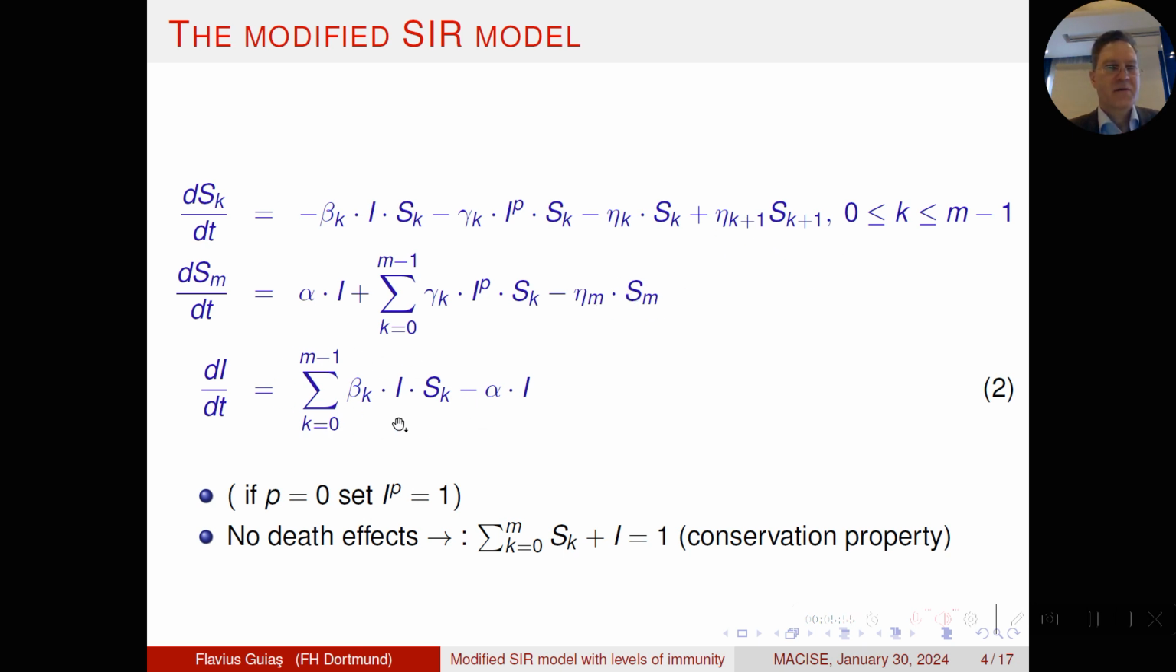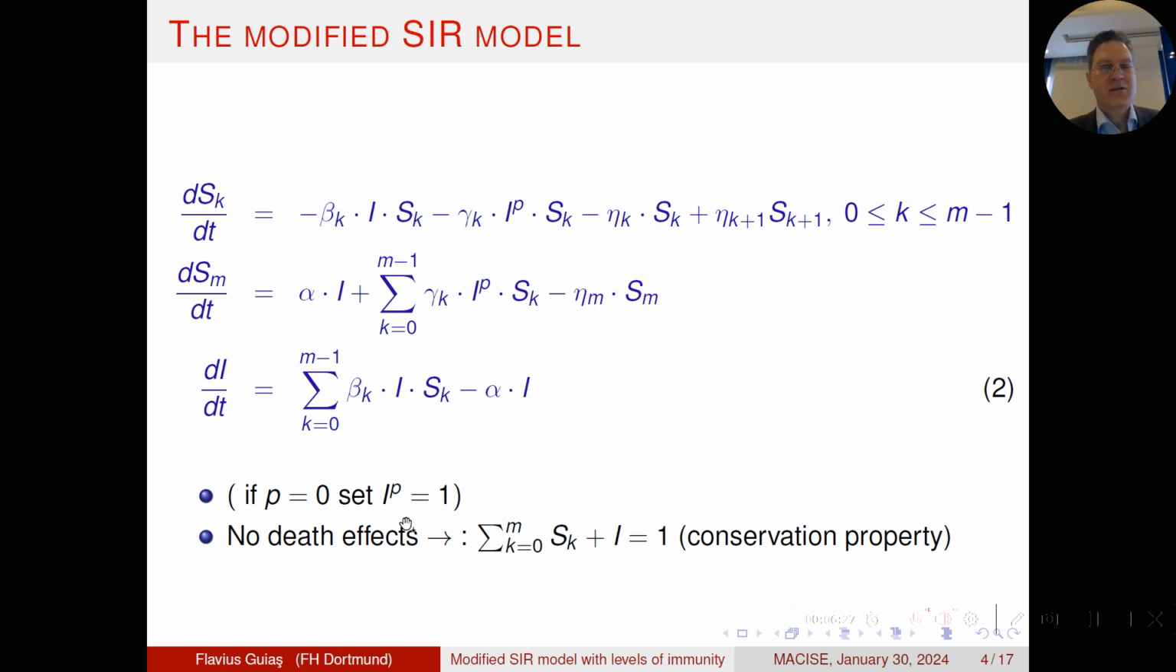And then the equation for the infectious population reads like this. You get individuals in this infectious level by infecting from any other level K between 0 and n-1, and the infectious individuals recover at rate alpha and then get into the state of full immunity S_N. So of course, if P equals 0, so if you want to have vaccination independent of the size of the infected population, then you set these terms equal to 1.